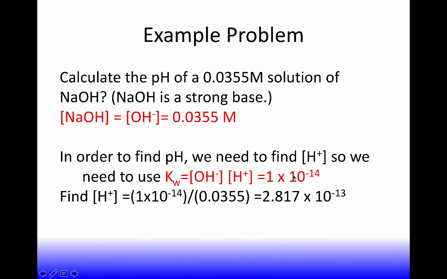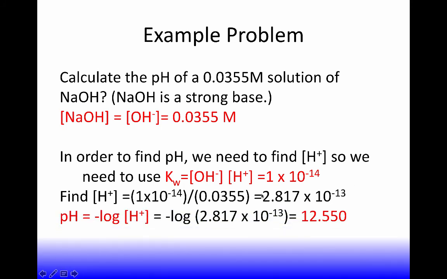So now we plug it in and solve. The H+ ion concentration is 1 times 10 to the minus 14 divided by 0.0355, and that should equal 2.817 times 10 to the minus 13 molar. Finally, we take this value and plug it into this equation. pH equals minus log H+, so minus log 2.817 times 10 to the minus 13 is 12.550. So this is our pH value for this solution.